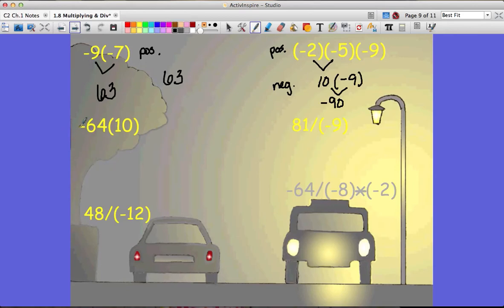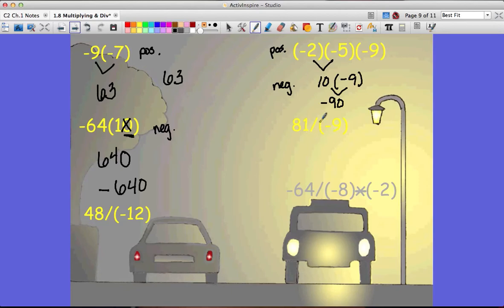All right, so in this case, I have a negative and a positive, so my answer is going to be negative, so I can actually just put my negative sign down here right away. I know that when I do anything times a number that ends in a 0, I ignore the 0 for now, and I just do 64 times 1. 64 times 1 is 64. Since I have this 0, I add a 0 to my answer. So 64 times 10 is 640. But because I know my answer was supposed to be negative, my answer is negative 640.